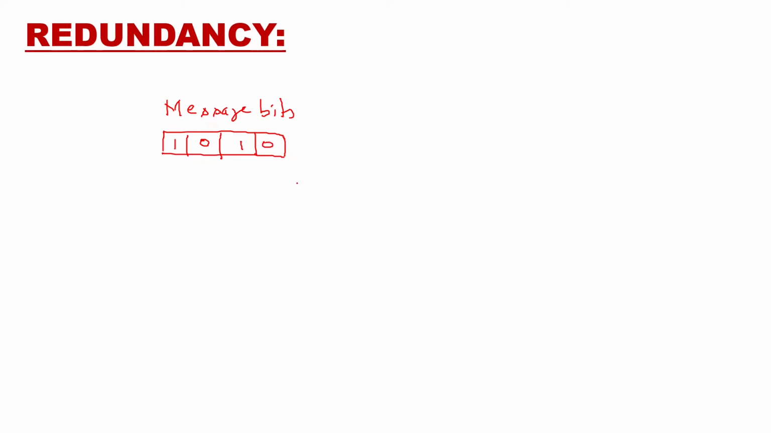Now this you are going to send by the sender. This will be your source, the sender who is going to send these message bits. And along with the message bits, some additional bits we are going to add to the message so that you can check errors at the receiver.